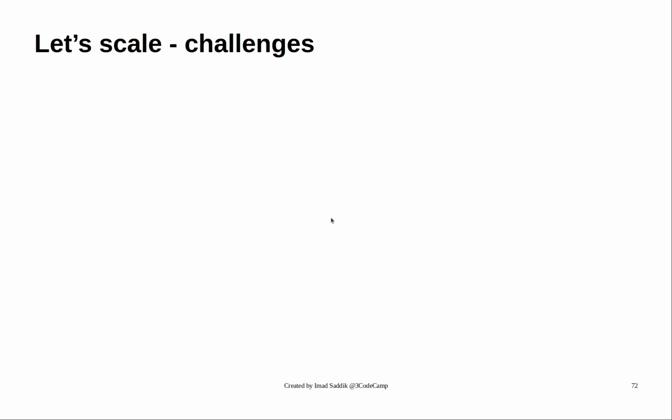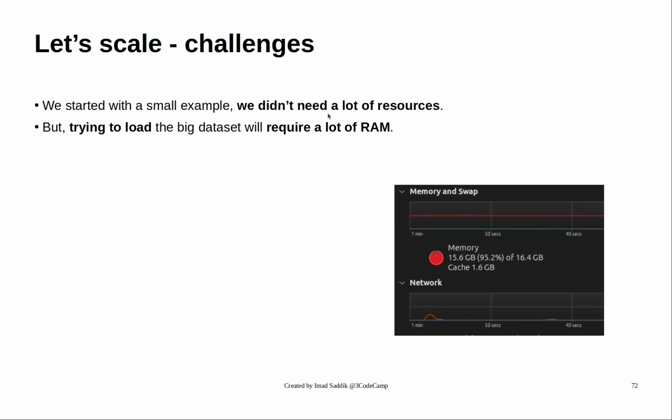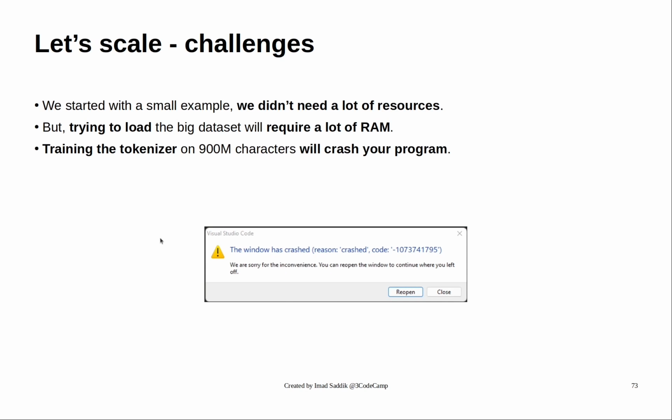Let's look at the challenges of working with big data. With a small dataset, we did not need a lot of resources, but loading the AtlaSet dataset requires a lot of RAM. In this image, you can see that my laptop is using all 16 gigabytes of RAM and also the swap memory just to load the dataset. Now my computer is stuck and I can't do anything else because I have no more memory. Training a tokenizer on 900 million characters will also crash your program because there won't be enough memory left for the algorithm to run.